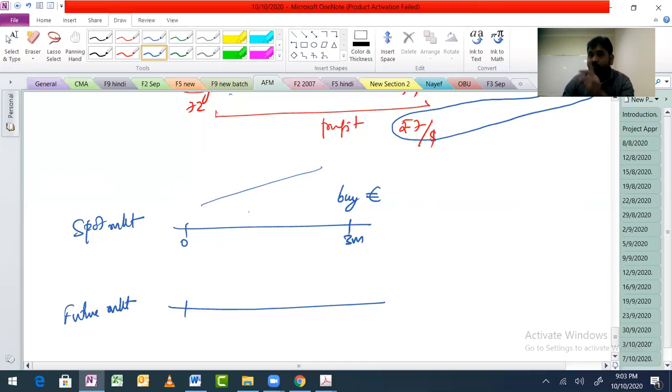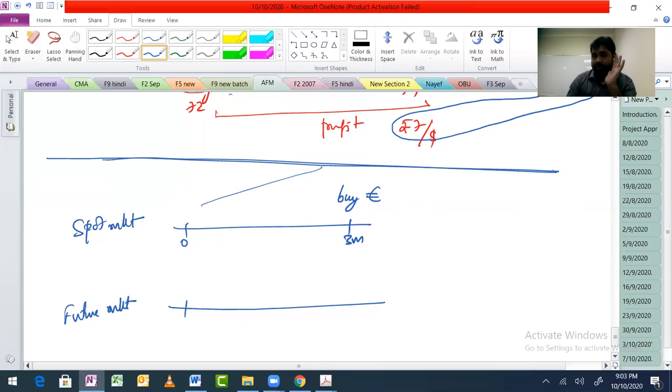So what you do is you go in the future market and you bet for what you are afraid of. You bet for what you are afraid of. This is a very good understanding of the market in these scenarios.